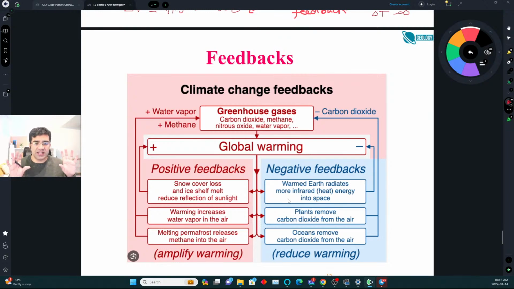If you increase temperature by 1 degree Celsius, that will melt some snow. That melted snow will lead to more absorption, which will lead to a further increase in temperature. So it is a positive feedback. Water vapor we have already seen, which is the most important feedback.